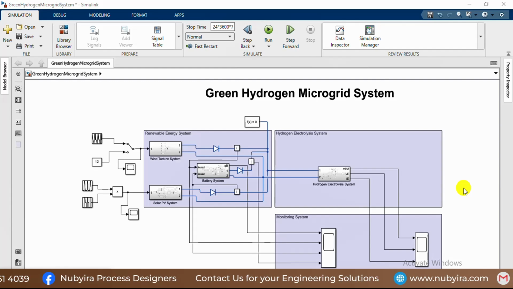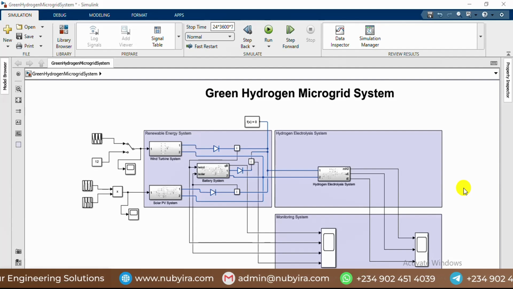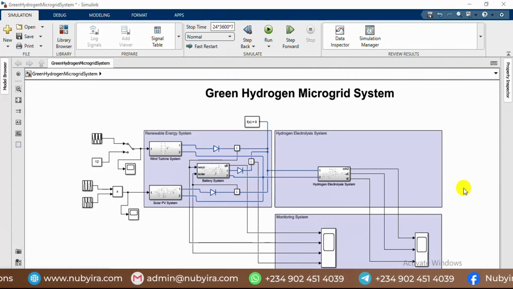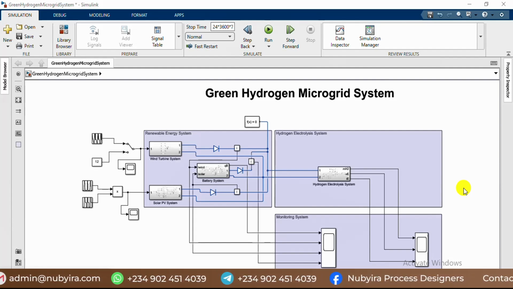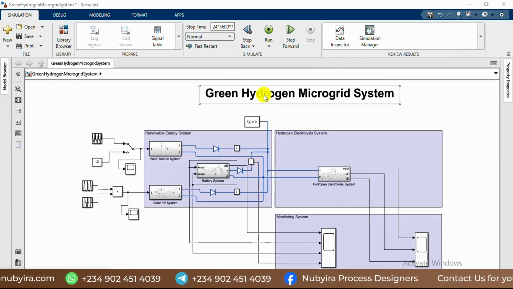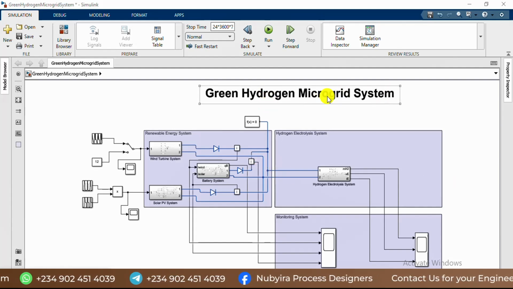So today I brought another exclusive model that I want to showcase to you guys, in case you want to create or develop a model like an energy power system model with MATLAB or Simulink. So I'll be showing you this model and how I did it in this video. This model is for a renewable hydrogen microgrid system.